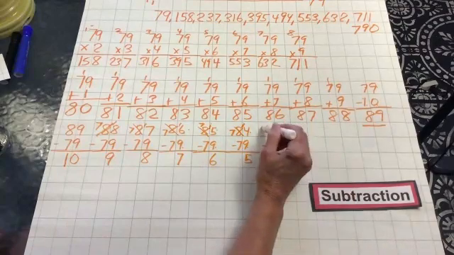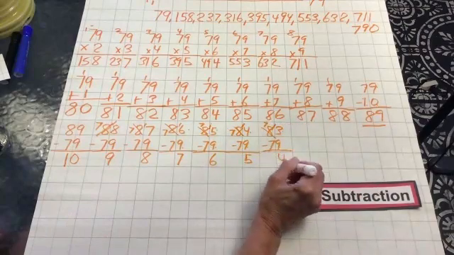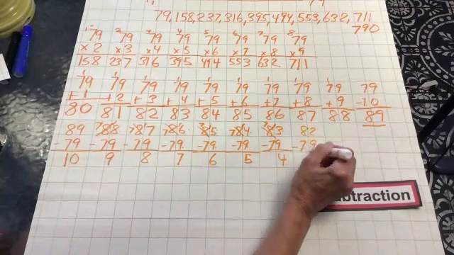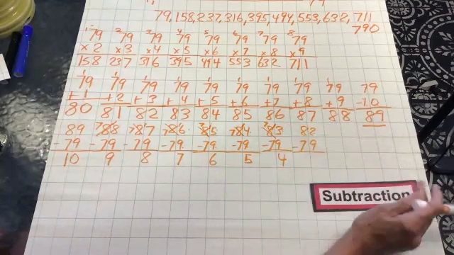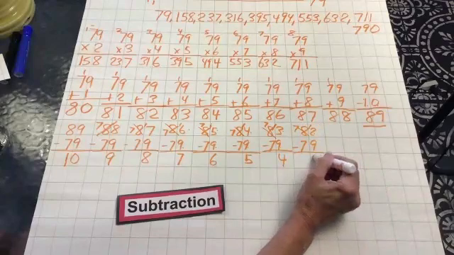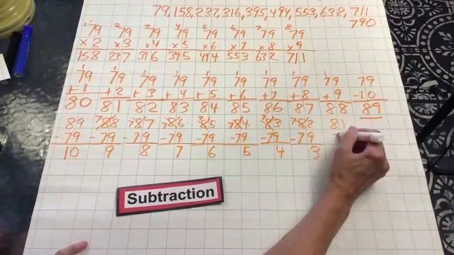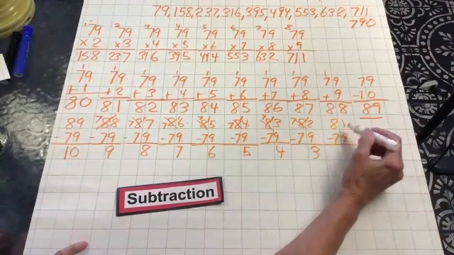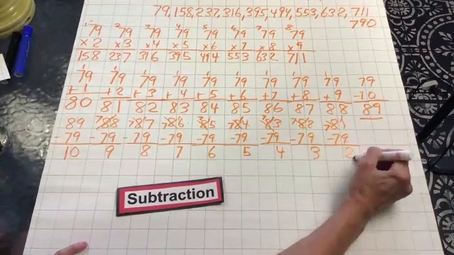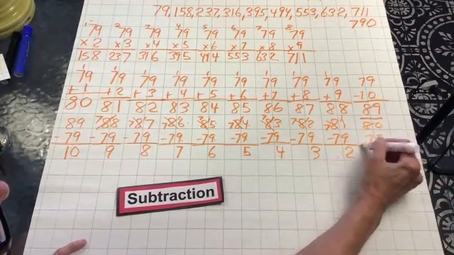83 minus 79. 9 from 3 cannot do. Borrow from the 8, leaving 7, making that 13 minus 9 is 4. 7 minus 7 is nothing. 82 minus 79. 9 from 2 cannot do. Borrow from the 8, leaving 7, making that 12 minus 9 is 3. 7 minus 7 is nothing. 81 minus 79. 9 from 1 cannot do. Borrow from the 8, leaving 7, making that 11 minus 9 is 2. 7 minus 7, nothing. 80 minus 79.